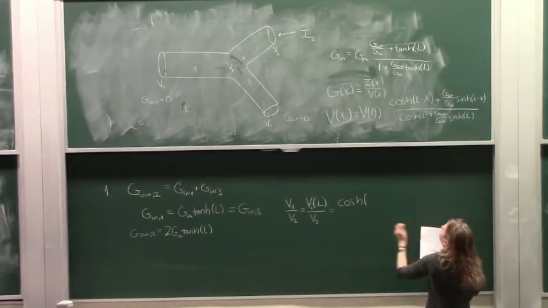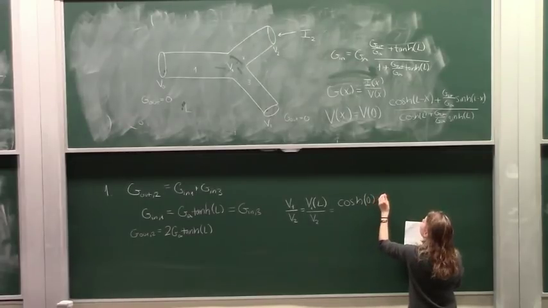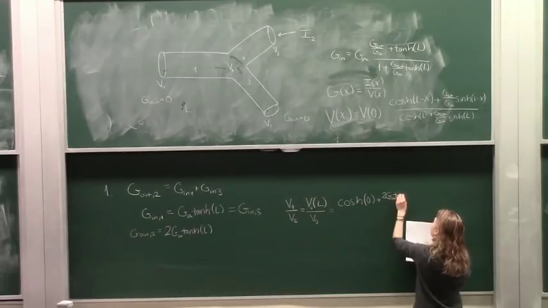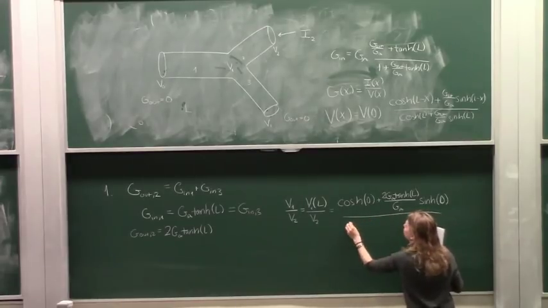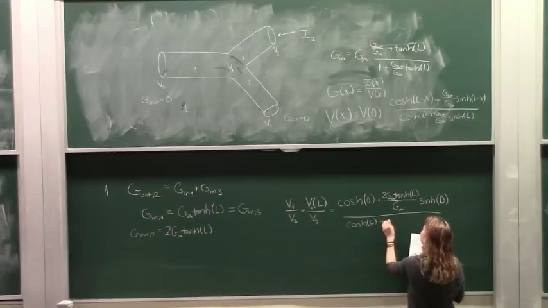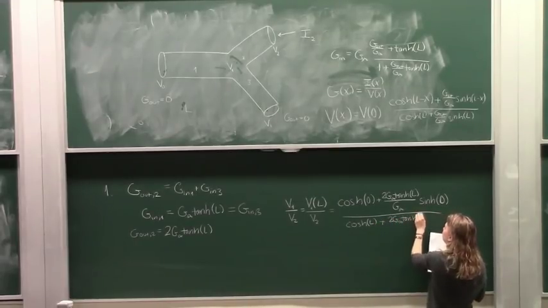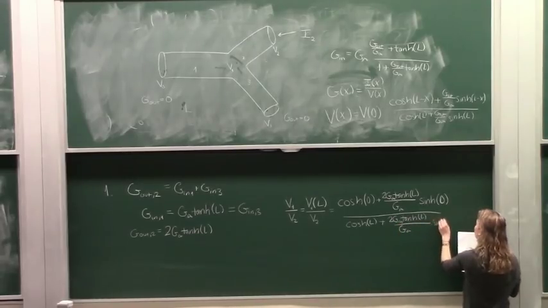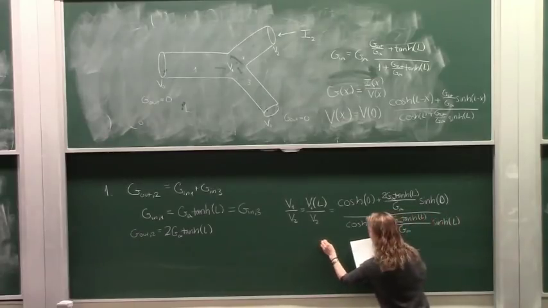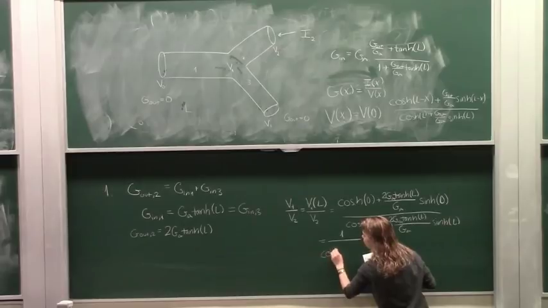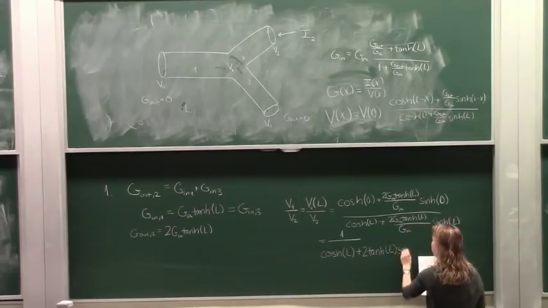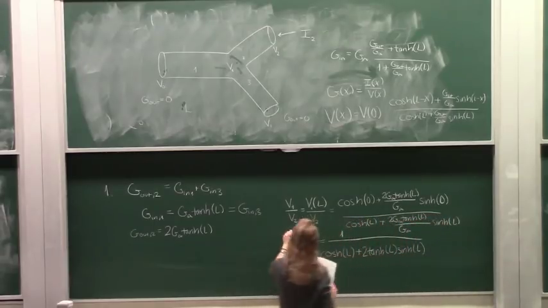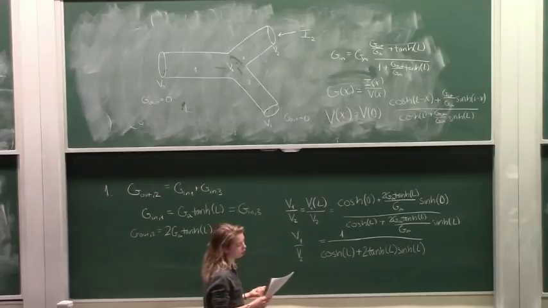so this is cosh of L minus L, so that's 0, plus 2 times G infinity tanh L over G infinity sinh of 0, L minus L, all over hyperbolic cosine of L plus, again, 2 G infinity tanh L, which basically just simplifies to 1 over cosh L plus 2 sinh L, sorry, I'll move out of the way, which basically simplifies to this. And that's going to be less than 1.